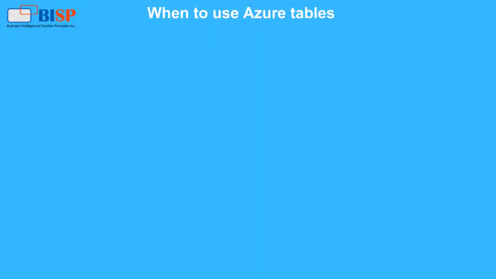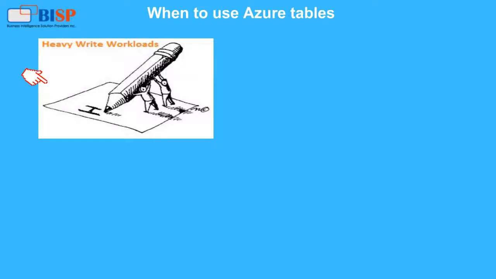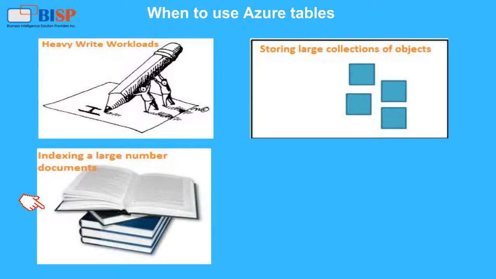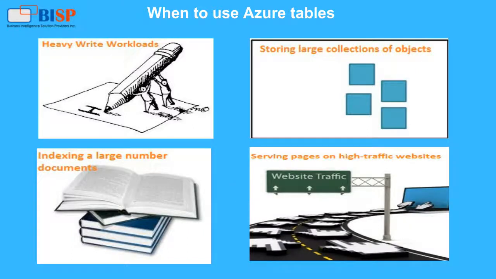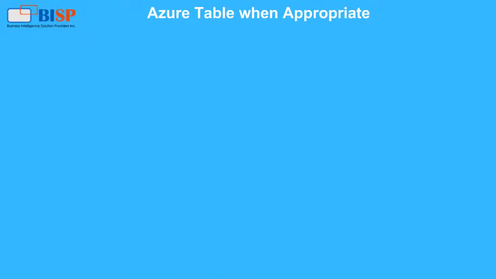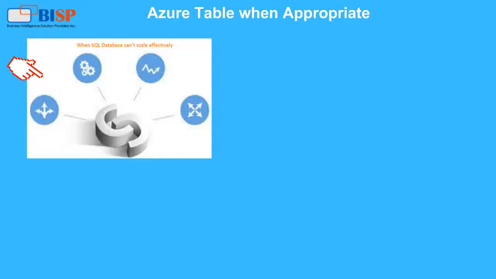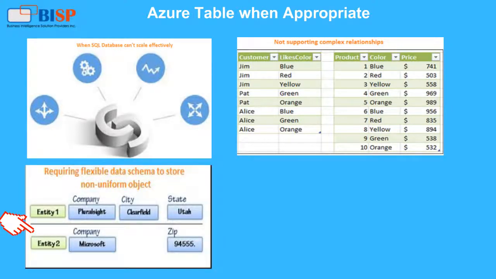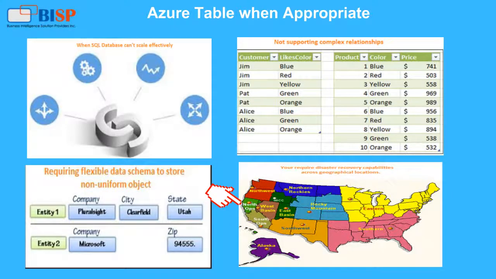When to use Azure Tables: heavy write workloads, storing large collections of objects, indexing a large number of documents, serving pages on high-traffic websites. Azure Table is appropriate when a SQL database can't scale effectively, when you don't need complex relationships, when you require a flexible data schema to store non-uniform objects, or when you require disaster recovery capabilities across geographical locations.